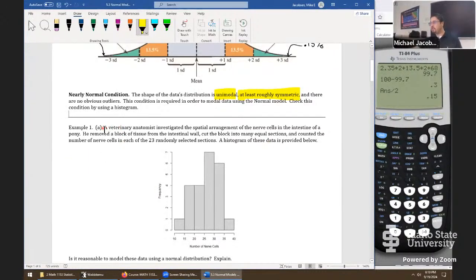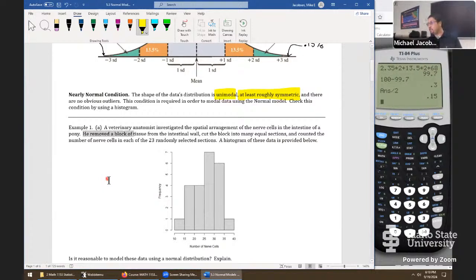Example 1 says, a veterinary anatomist, that sounds like a pretty cool job, by the way, probably lots of school for that, investigated the spatial arrangement of the nerve cells in the intestine of a pony, probably a sick pony. So got brought into a specialist and there took probably a sample and put it under a slide. And now we're looking at the nerve cells in that intestine of a pony. That sounds morbid, but they're helping the pony. So let's keep on going.